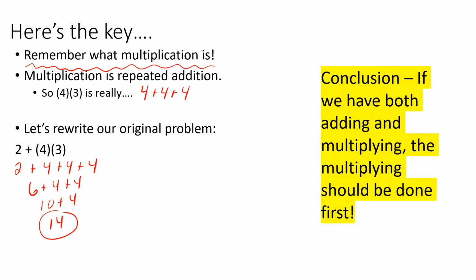So in conclusion, if we have both adding and multiplying, the multiplying should be done first. Now, I'm aware that I did not prove this. I just reasoned this out with one example. But if you wanted to, you could take any number of digits and throw them into a similar problem and you could work them out the same way and it would always come out the same way. That in order to get the correct answer, you would need to do the multiplying first. So in our order of operations, we know that multiplying, represented by the M, would come before you do any addition.